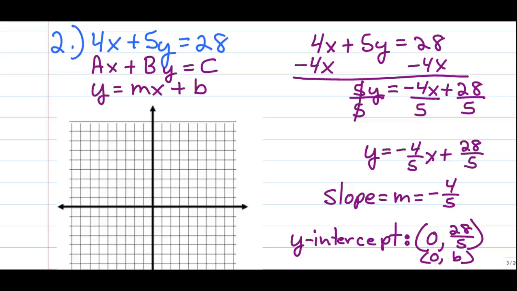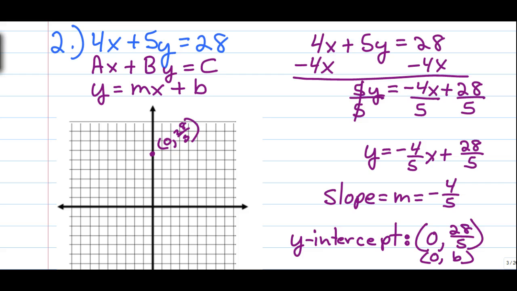So we're going to come over here and graph the equation. Let's start by graphing the y-intercept. We look at our y-intercept. Dividing 5 into 28 leaves us with 5 3/5. So we're going to start at the 0, and we're not going to move left or right, but we are going to move up 5 3/5 of a place. So 1, 2, 3, 4, 5, and approximately 3/5. So our point is going to be approximately here on our graph. So we have 0, 28 over 5.